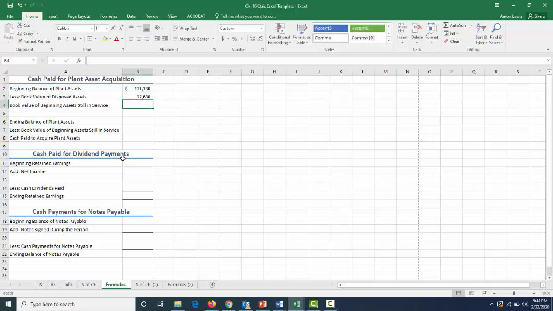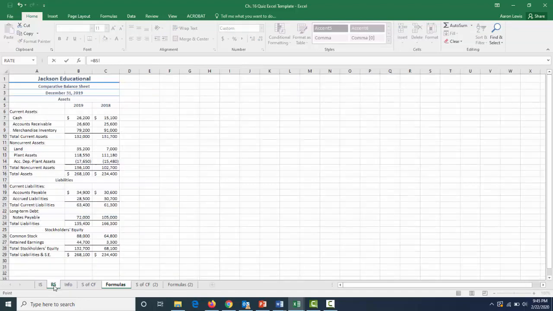That means we got rid of $12,630 from our books. Well, that means that our assets that were still in service, that were on our books at the beginning of the period, has to be the difference between these two, or $98,550. Well, let's go find the ending value that we had. And if we go back to our balance sheet, we see we ended the year with $118,550. Bring that number.